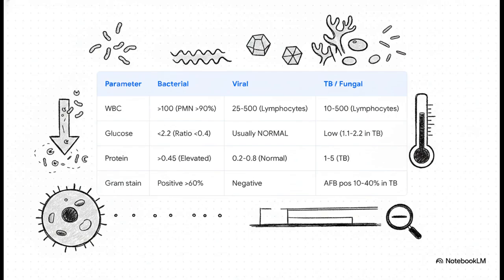Okay, you've got to memorize this holy grail CSF table. Look at the stark differences here. Bacterial meningitis shows a massive white blood cell count with PMN pleocytosis, meaning mostly neutrophils, and a highly suggestive glucose ratio under 0.4. Basically, the bacteria are in there eating all the glucose. Viral cases, on the flip side, typically maintain normal glucose levels and show lymphocytic pleocytosis. And what if you see lymphocytes combined with shockingly low glucose and very high protein? Your brain should instantly jump to the TB or fungal column.